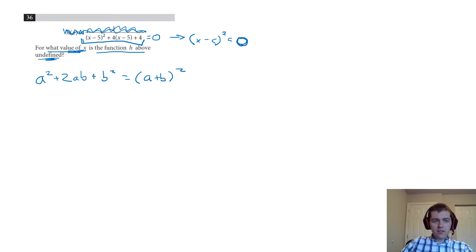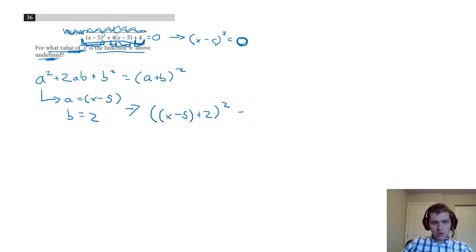And it's a little tricky to identify since the a in this case has the x within it, but the way you can write this is that a is equal to x minus 5, b is equal to 2, and you can see where a is that x minus 5, b is equal to 2, squared is equal to 4. In this case, you have the 2 times that b gives you the 4 times a is this x minus 5. So in this case, you can take this and write it as x minus 5 plus 2 squared, and all that equal to 0.